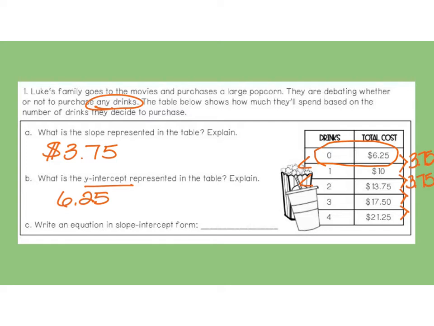So our equation is going to be y equals $3.75 times x, because x is the number of sodas or the cost of the drinks, plus $6.25 because of that one popcorn that they're buying no matter what.